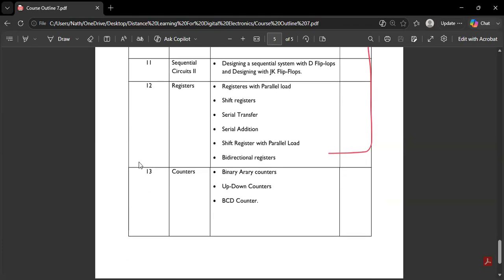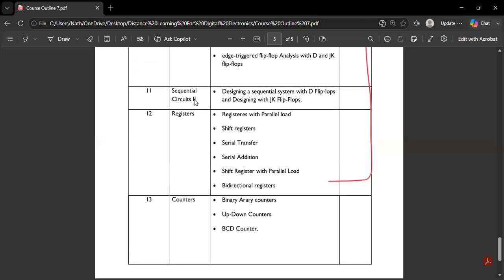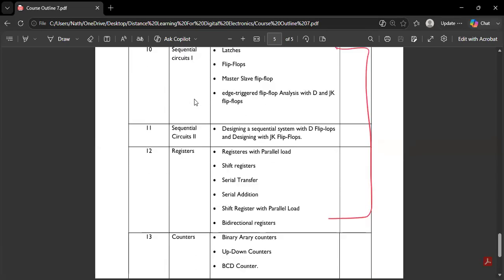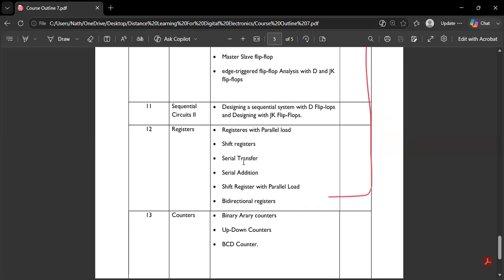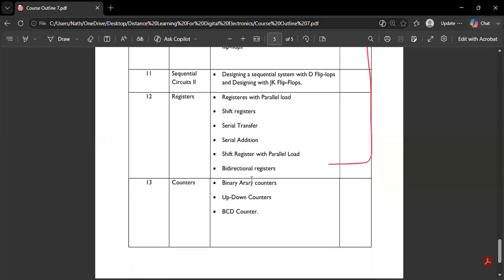And then week 12, we look at registers. Registers are just an example of sequential circuits. Registers are basically built from what we call flip-flops. So we look at registers with parallel loads, and then we look at shift flip-flop, serial transfer flip-flop, serial addition registers, shift register, and then parallel load registers. Then we look at bidirectional registers, right? We look at them as well.